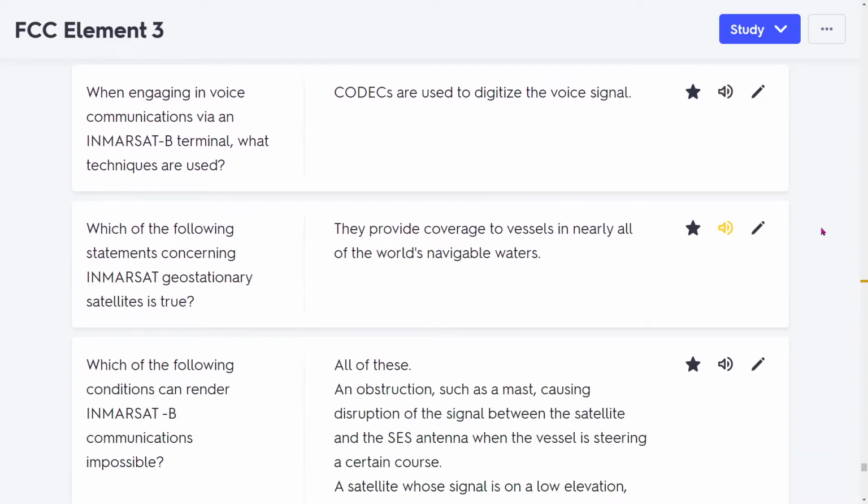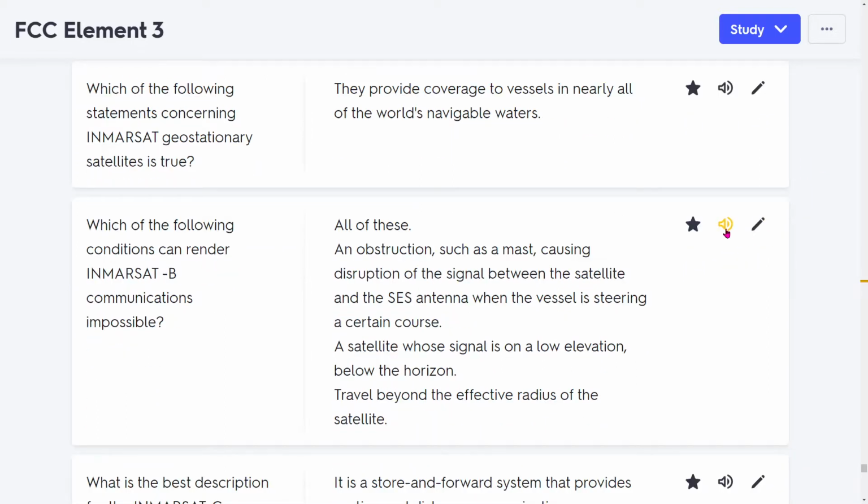Which of the following statements concerning Inmarsat geostationary satellites is true? They provide coverage to vessels in nearly all of the world's navigable waters. Which of the following conditions can render Inmarsat B communications impossible? All of these: an obstruction, such as a mast causing disruption of the signal between the satellite and the SES antenna when the vessel is steering a certain course. A satellite whose signal is on a low elevation below the horizon travel beyond the effective radius of the satellite.